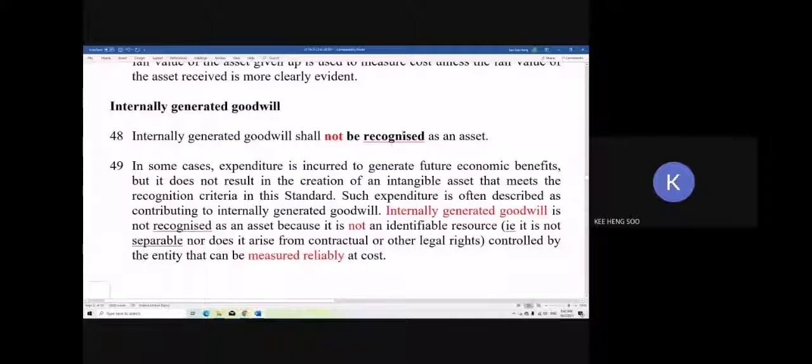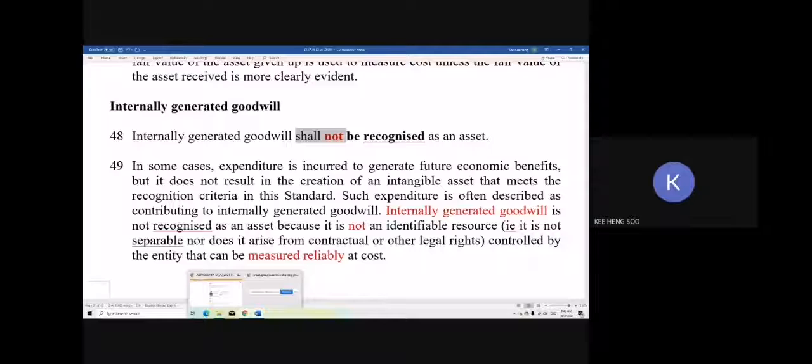48. Internally generated goodwill shall not be recognized as an asset. You use the pencil to jot down behind. Why shall it not be recognized? Because it is not measured reliably. Remember, recognition must be measured reliably. Internally generated goodwill, which you create yourself, cannot be measured reliably. The size is not reasonable. Okay, cannot be measured.